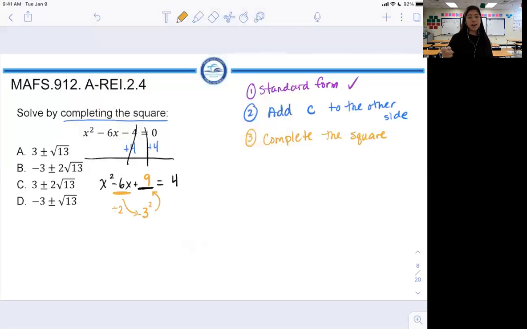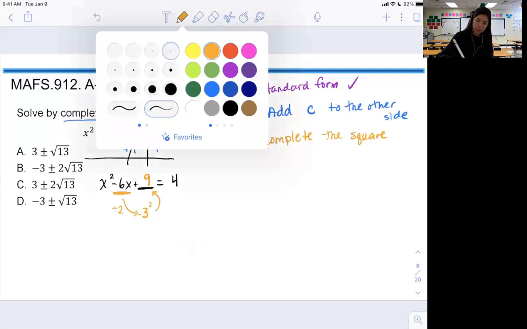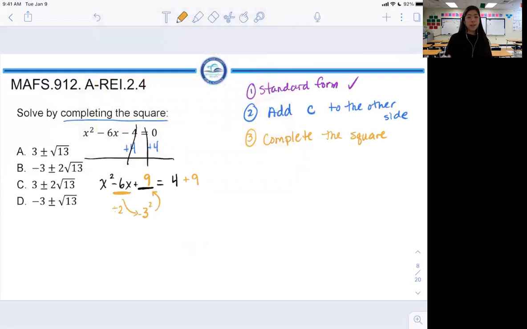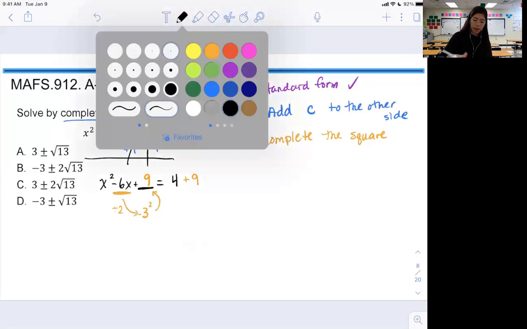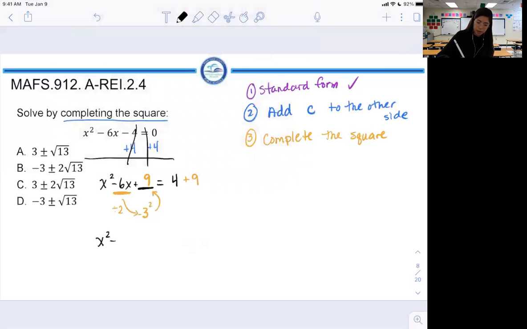However, since I added that magic number on the left side, where else do I have to add it? On the right side, exactly. So I have to do plus 9 to the right side as well. So now what I have is x squared minus 6x plus 9 equals, what's 4 plus 9? 13. Questions on that step so far? Okay, take a second to write it down.